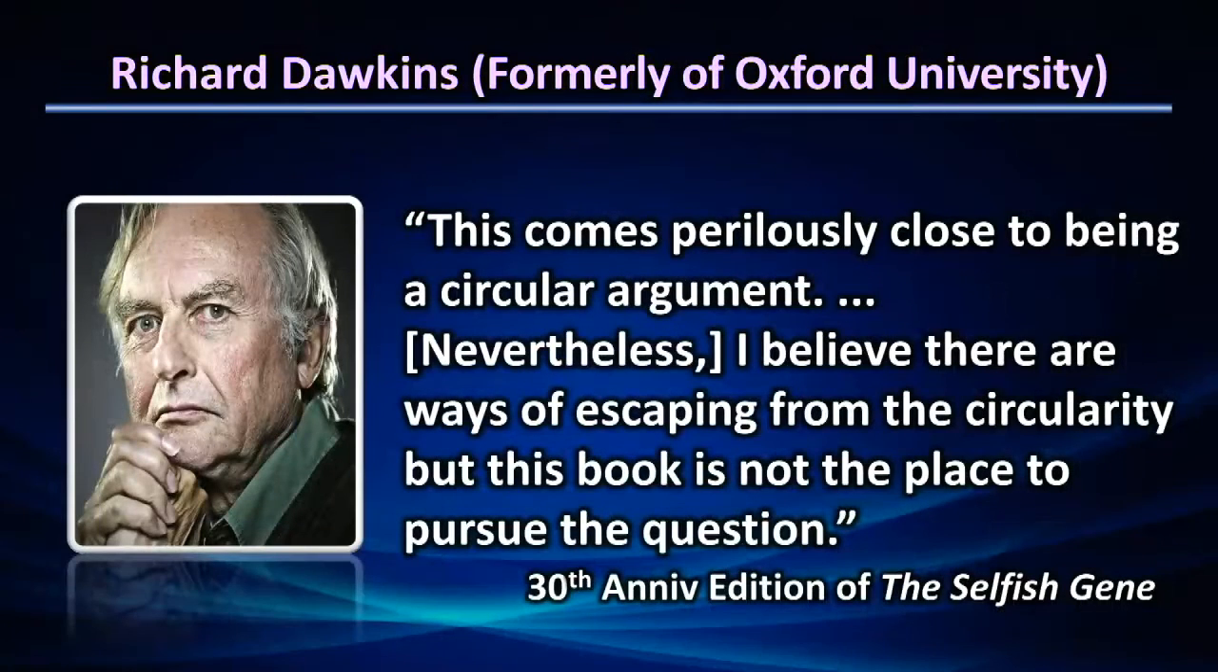He goes on to say, this comes perilously close to being a circular argument. Nevertheless, I believe there are ways of escaping from the circularity, but this book is not the place to pursue the question. Oh, he's putting it off again. He keeps saying, this is an issue here, but this isn't the place, some other time. Well, he never got around to really addressing it. But what he said in this quote was, the fact that sexual reproduction carries with it some advantages is enough of an explanation as to why it happened, how it actually evolved.